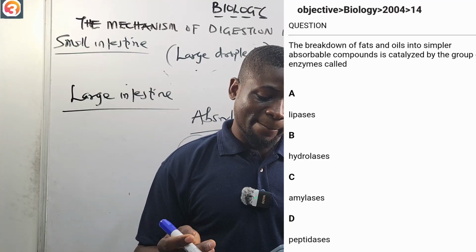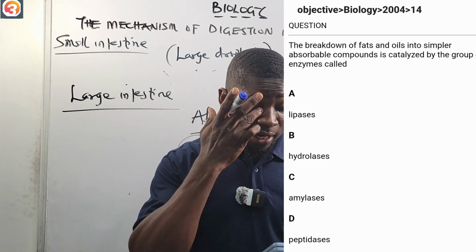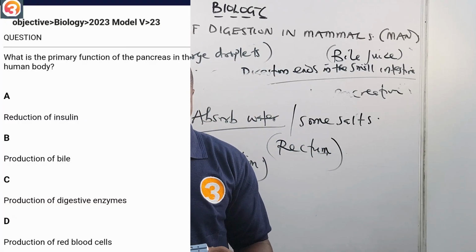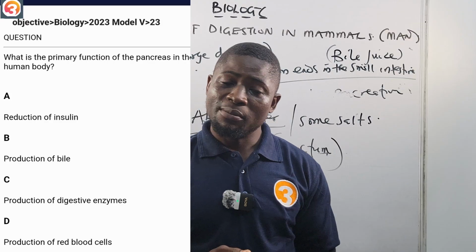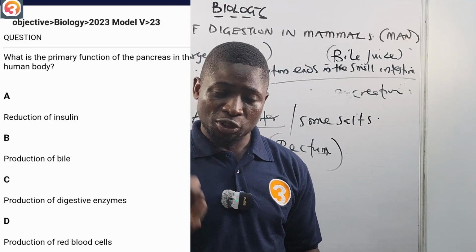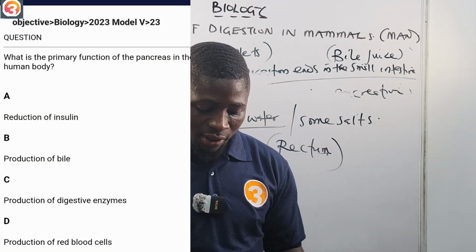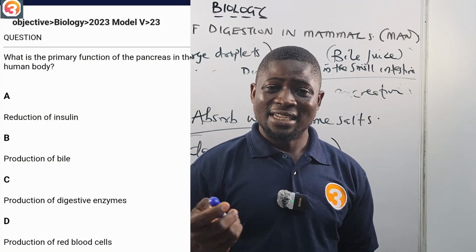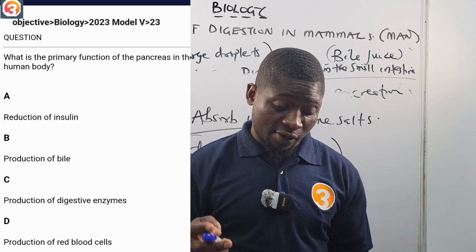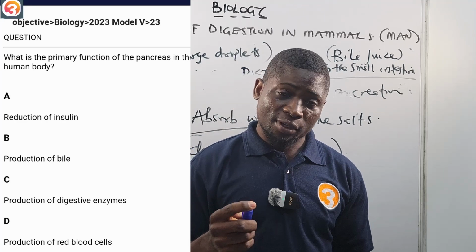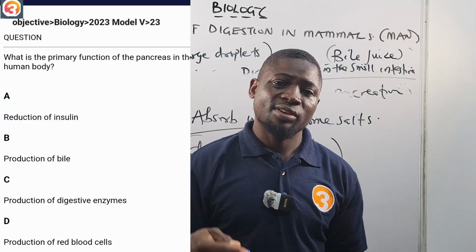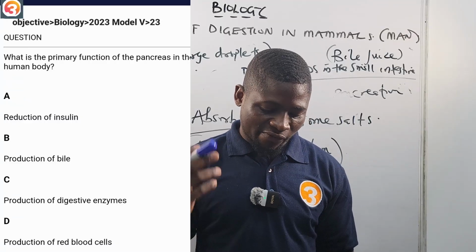Then biology 2023, number 23. What is the primary function of the pancreas in the human body? What does it do? It secretes pancreatic juice, which helps in the production of digestive enzymes. So that is the function of the pancreas in the human body. It secretes pancreatic juice, which helps in the digestion of carbohydrates, proteins, and fats.